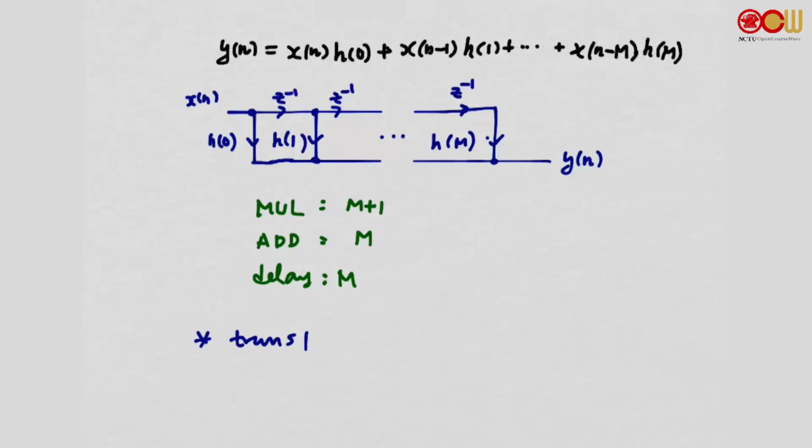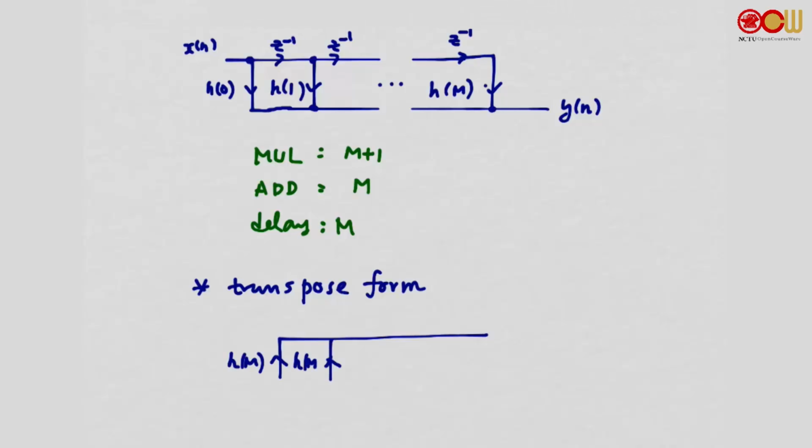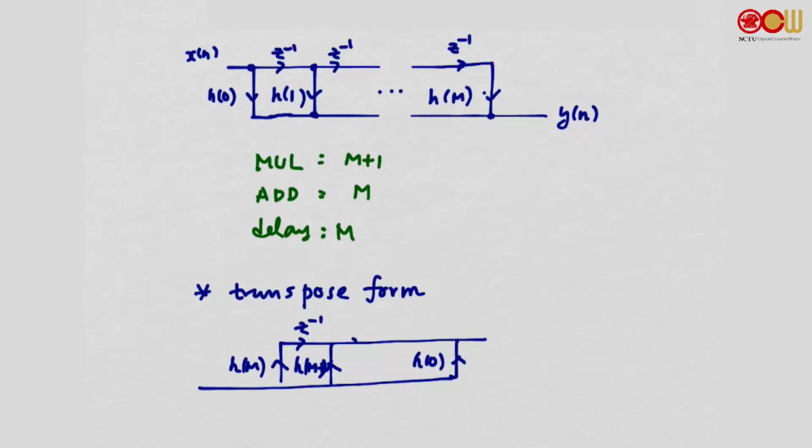The transpose form of the above structure will simply be like this. h_{M-1} all the way. This one is h0. This is the inverse, all the way to the inverse. This is y[n]. We will leave this as an exercise.